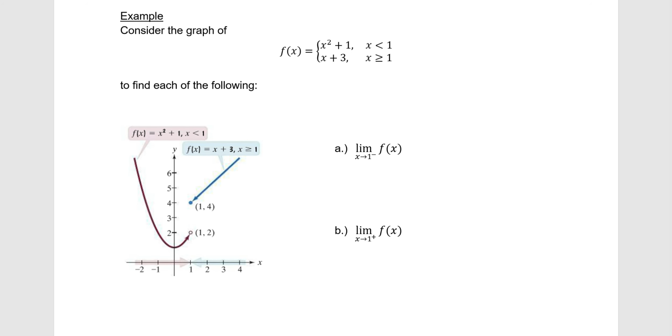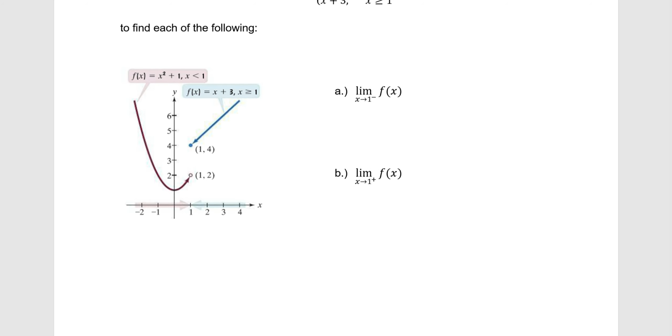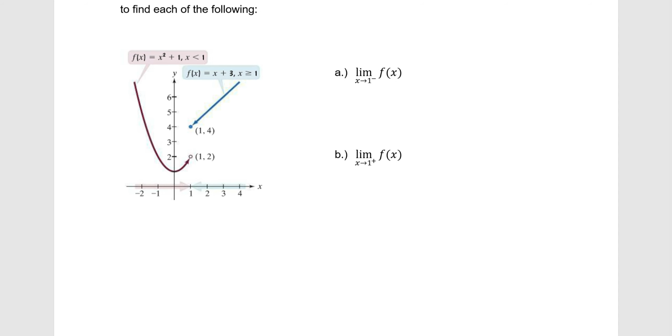Consider the graph of this piecewise function f of x, which is x squared plus 1 when x is less than 1. And then it's x plus 3 when x is greater than or equal to 1. So graphing it, it looks like this graph right here. It's a piecewise function. Let's go ahead and evaluate these limits right here. So the first limit is the limit of f of x as x approaches 1 from the left, right? We have the negative superscript. That means we're approaching from the left. So here is 1. We're going to approach it from the left.